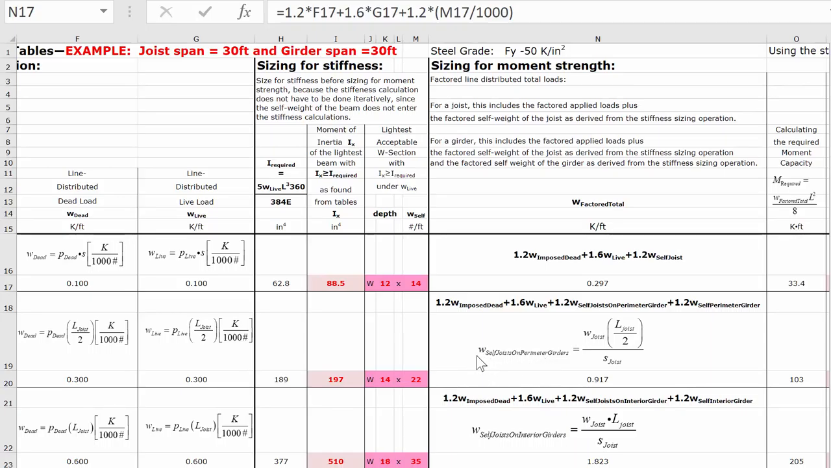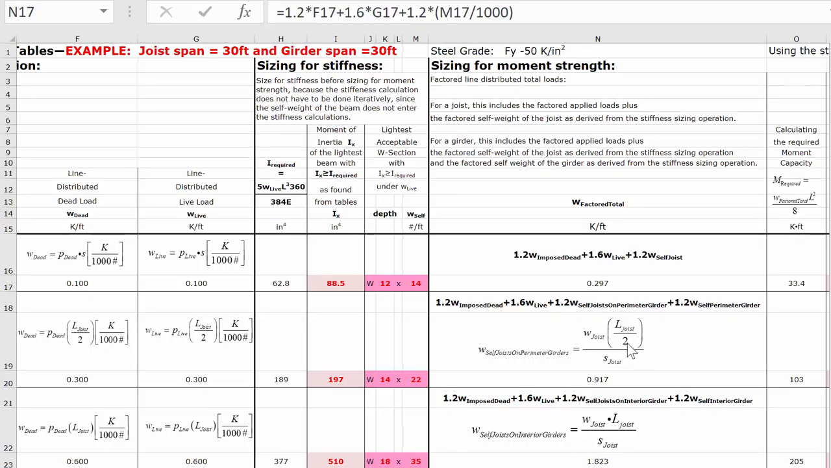The effective distributed load W along the perimeter girder due to the self-weight of the joist is going to be W of the joist, which is the weight per linear foot of the joist, times the length of joist that's being supported by a perimeter girder, which turns out to be only half of one joist because it's only supporting joists on one side, and the other half of those joists will be supported by the next girder over. So we get a point force everywhere a joist lands on a girder that is half the weight of that joist.